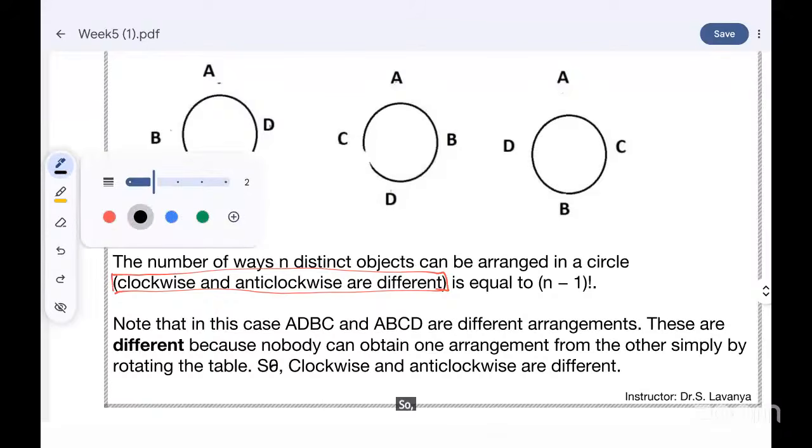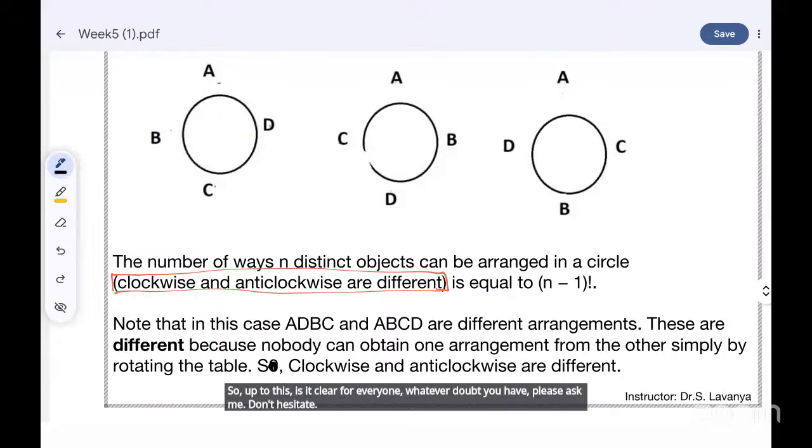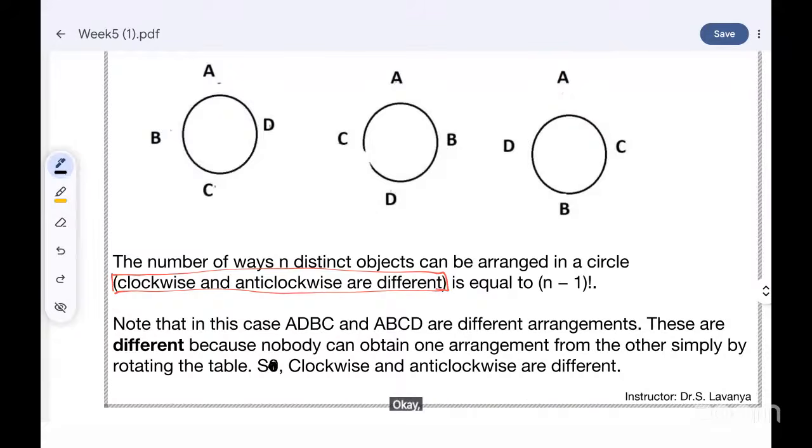Up to this, is it clear for everyone? Whatever doubt you have, please ask me. Don't hesitate. Okay, till now everything is clear, right? Shall we move on? Ma'am, can you repeat one more time? Which one? Both scenarios.